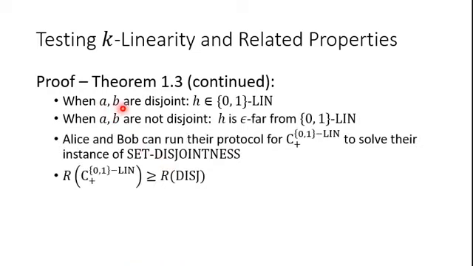So when A and B are disjoint, h is 0,1 linear, and when A and B are not disjoint, h is epsilon far from 0,1 linear. So what Alice and Bob can do is run their protocol for testing 0,1 linear to solve their instance of set disjointness. That gives us exactly the relation that we were looking to obtain earlier, and therefore we complete the proof.